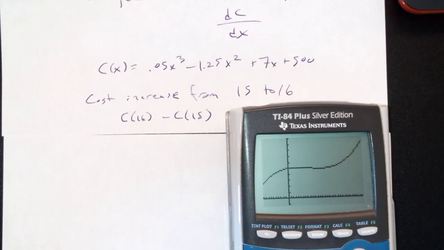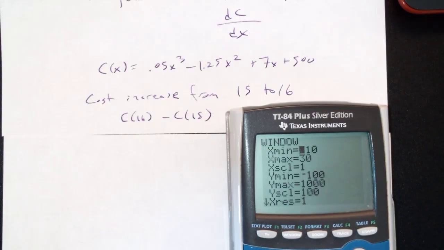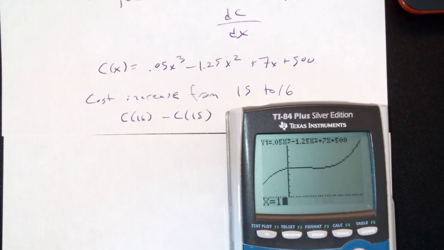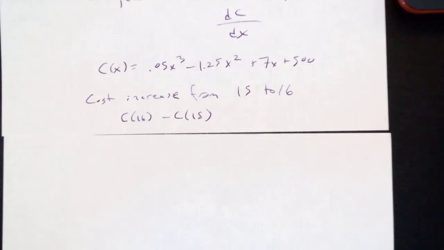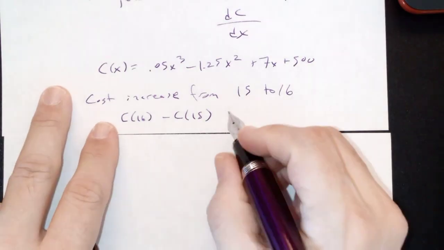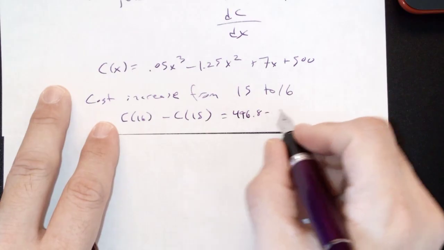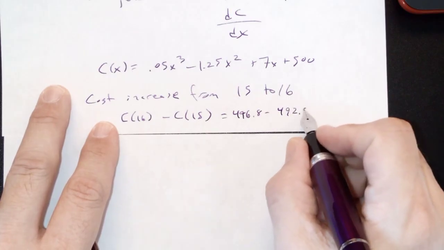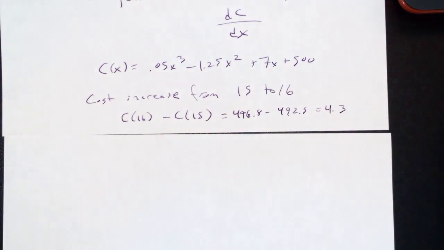But I was at 15. By the way, this is a very large window from 10 to 30 and from negative 100 to 1,000. I was at 15. Hit trace, put in 15. The cost of making 15 units is 492.5. The cost of making 16 units is 496.8. A difference of 4.3. But I can approximate that.